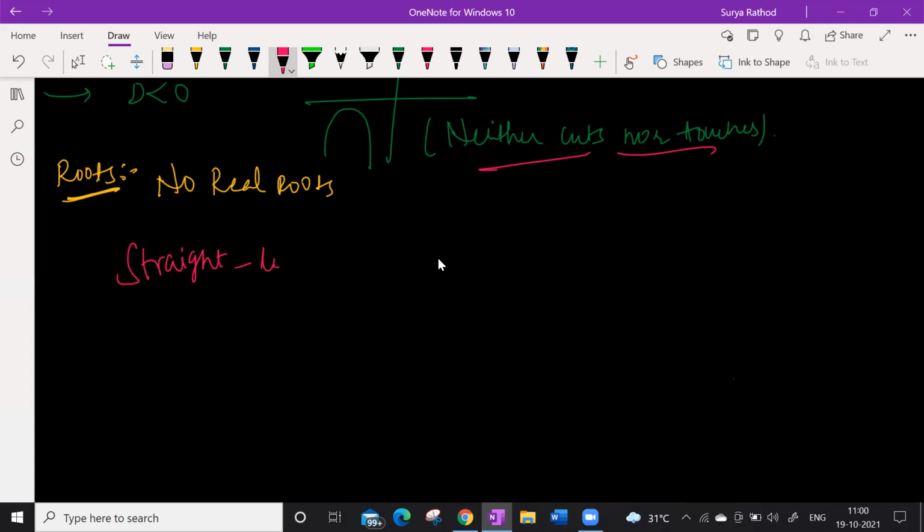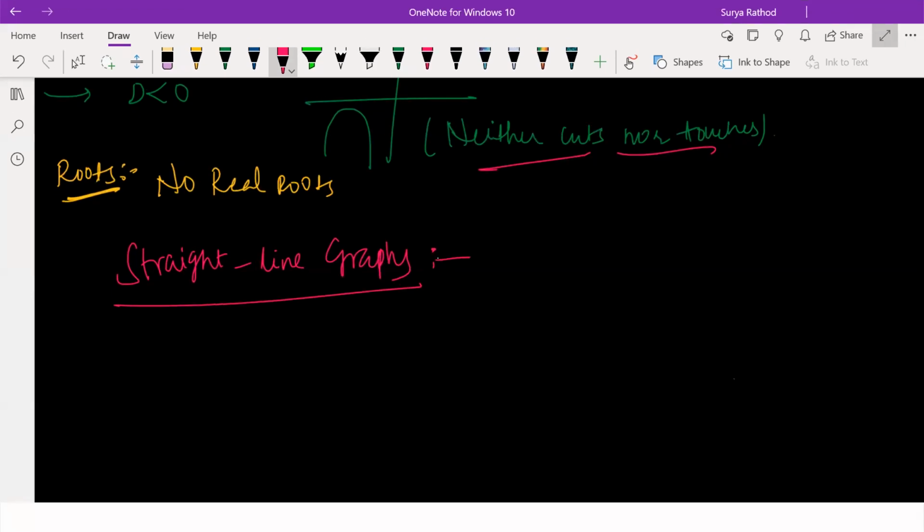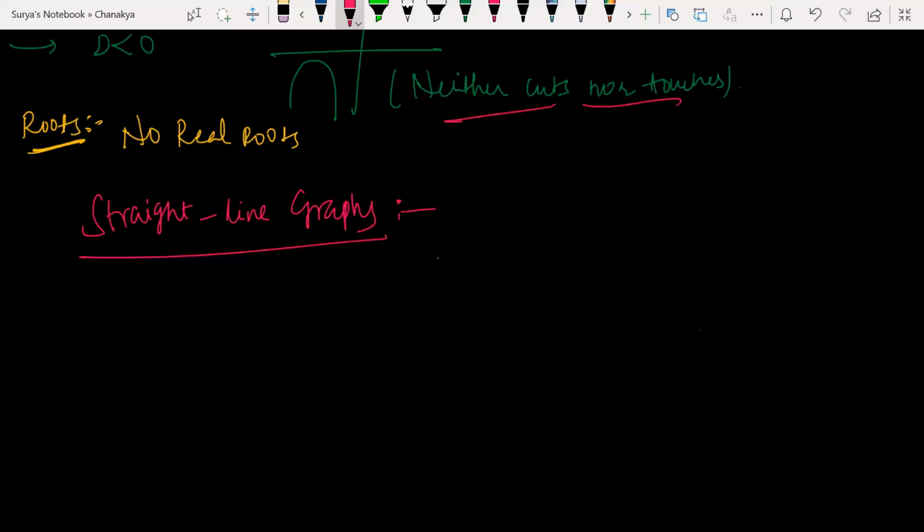Straight line graphs. Basically, in straight line graphs, what happens? This is somewhat related to coordinate geometry. What do you mean by coordinate geometry? Look at this. We'll be having x and y axis. Wherever you have x and y axis is called a Cartesian plane.